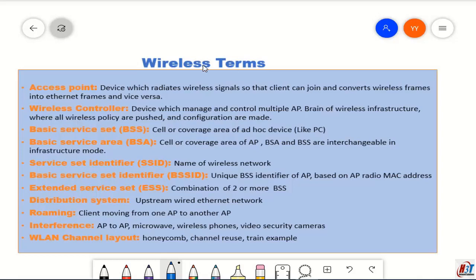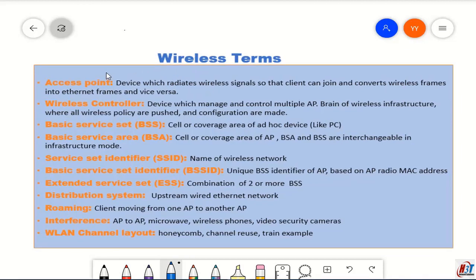Hi, so let's talk about some important wireless terms now. The first one is an access point. An access point is a device which radiates wireless signals so that the client can join the wireless network. These access points are also responsible for converting the wireless frames into Ethernet frames and vice versa.